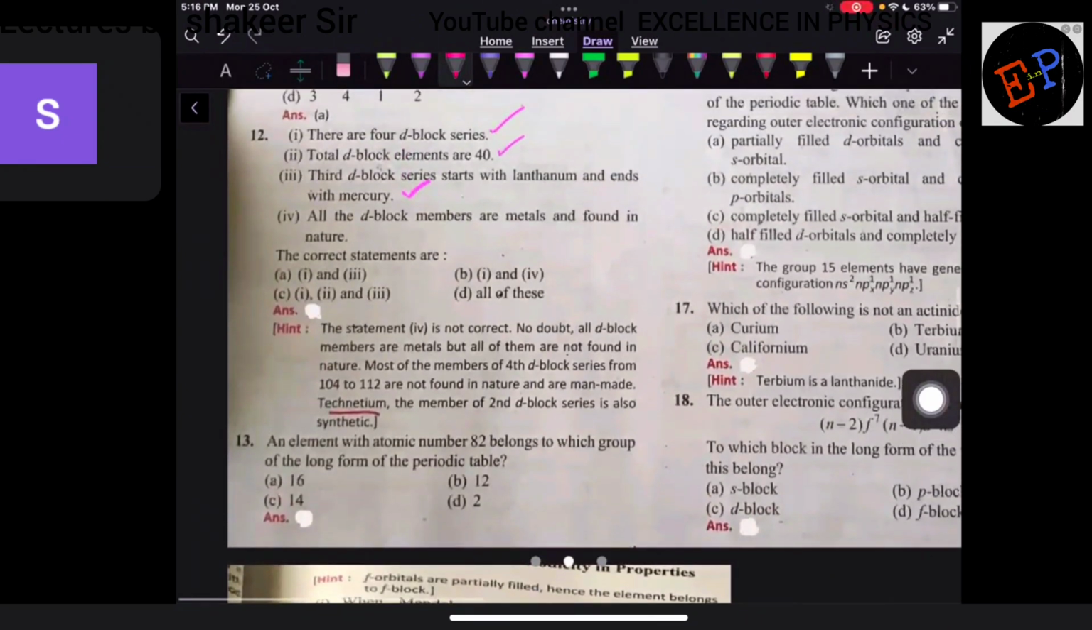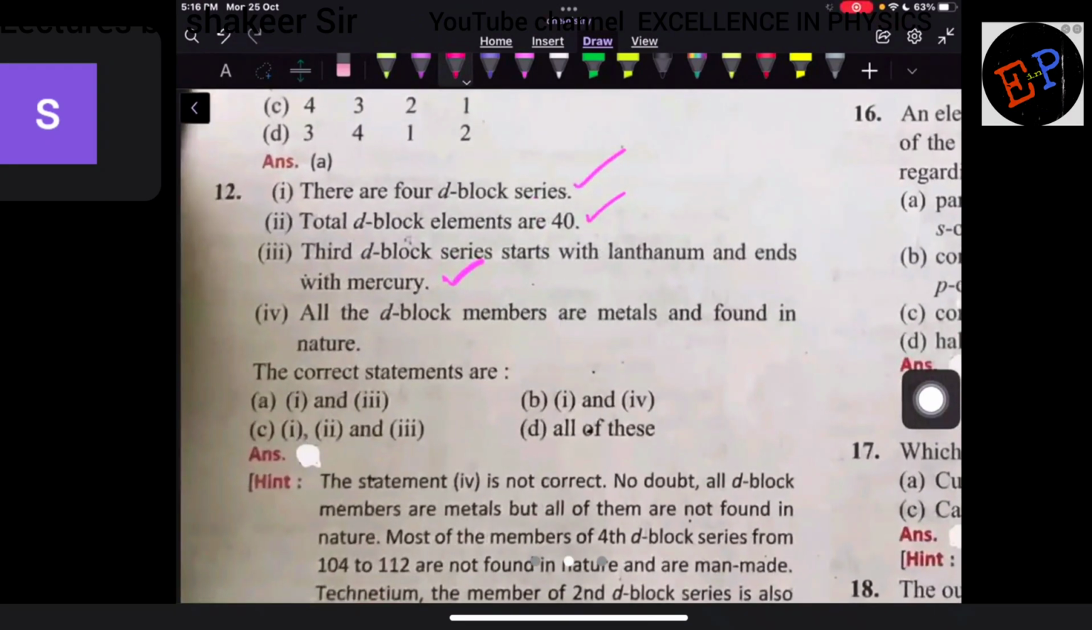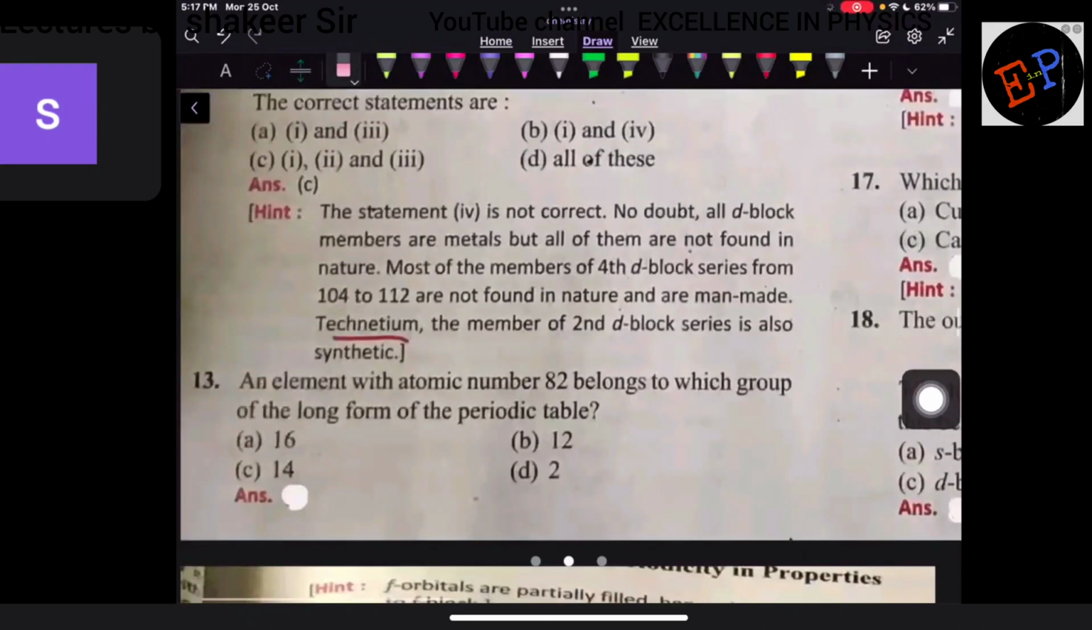Fourth statement is all the D block members are metals and found in nature. Definitely they are metals. All the D block elements definitely are metals. All S block elements are also metals, but they are not found in nature. That is the problem. All of them are not found in nature. Only some of them are found in nature. Some are prepared in the laboratories also. Some are synthetic elements also. Clear? So therefore, the fourth option is wrong. Therefore, how many statements are correct? First one is correct, second one is correct, third one is also correct. Able to understand now? So option C is our answer.